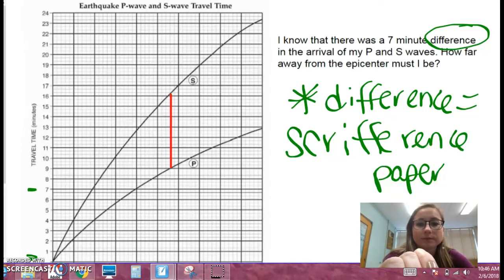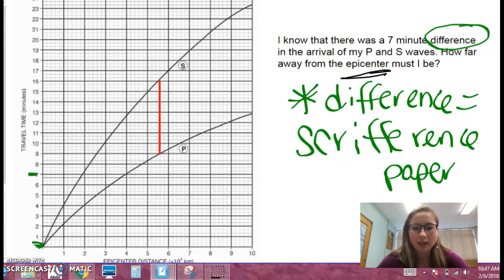So try that on your own. What is the distance away from the epicenter? It looks as though your distance from the epicenter is going to be 5,600 kilometers away. So that answer would be 5,600 kilometers away.